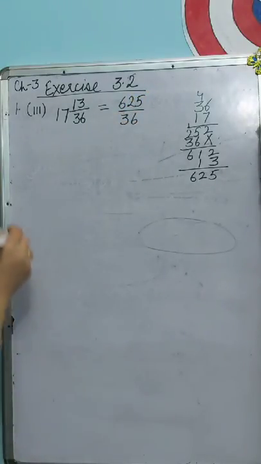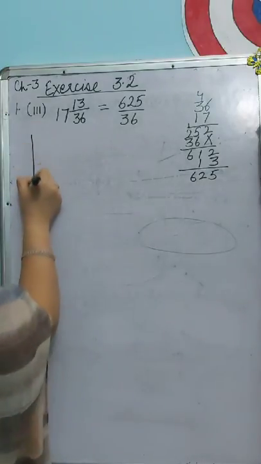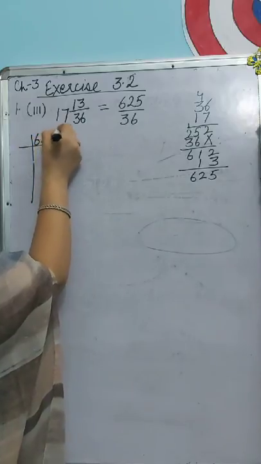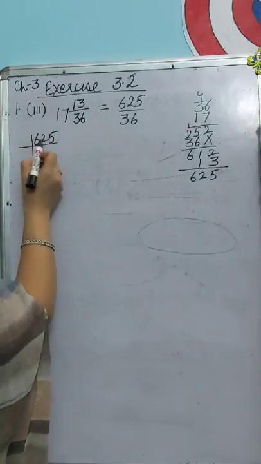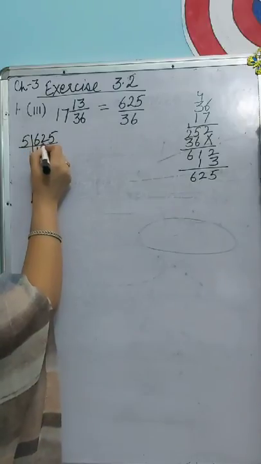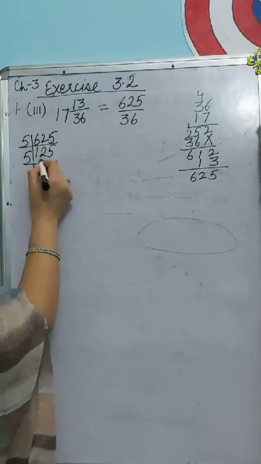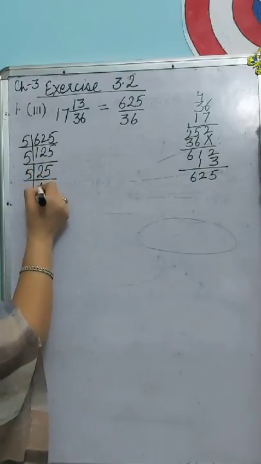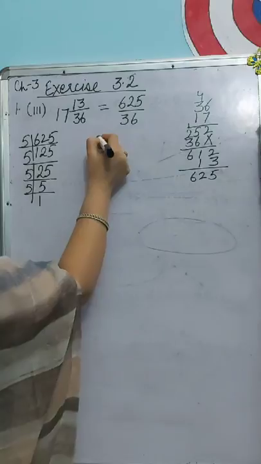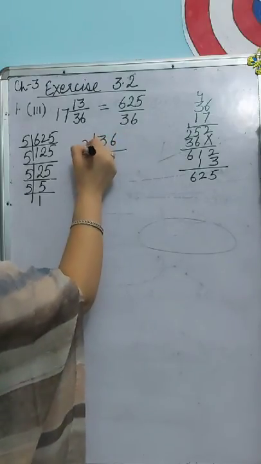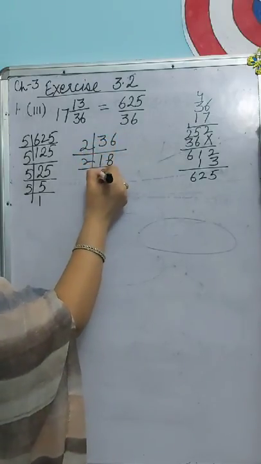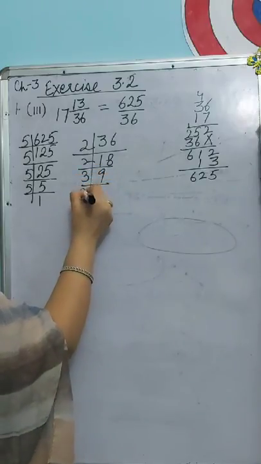We have to do the prime factorization. In this kind of sums, you have to make prime factors of the numerator also and the denominator also. First 625. We will start with 5. 5 ones are 5, 5 twos are 10 and 5 5s are 25. Again 5 twos are 10, 5 5s are 25. Again 5 and again 5. Simple. Next 36: 2, 18, 2, 9, 3, 3, 3, 1.